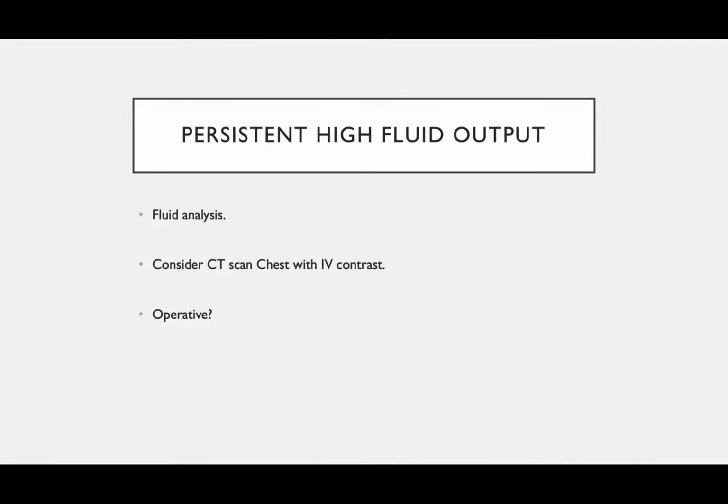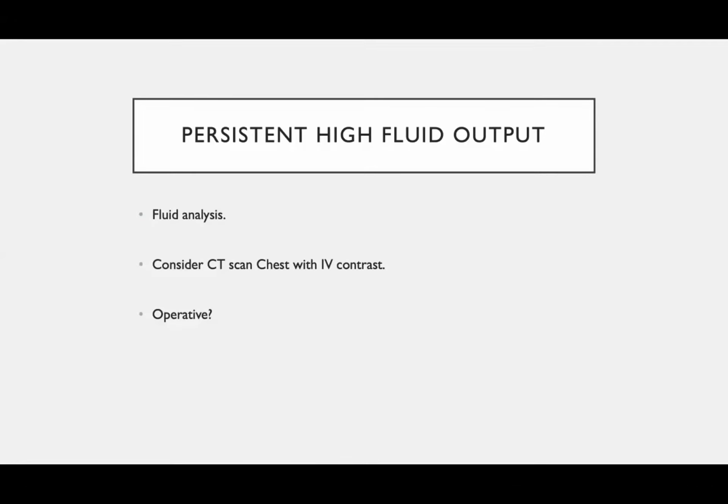For persistent fluid output, we'll come to the discussion, and it usually depends on the fluid analysis, whether it is exudate or transudate. It depends on whether the patient has empyema or pneumothorax. You will operate after doing mapping by CT scan with IV contrast to show you exactly if there is an empyema, what stage it is, whether there are loculations, or whether there is a thick peel that prevents the lung from going back.